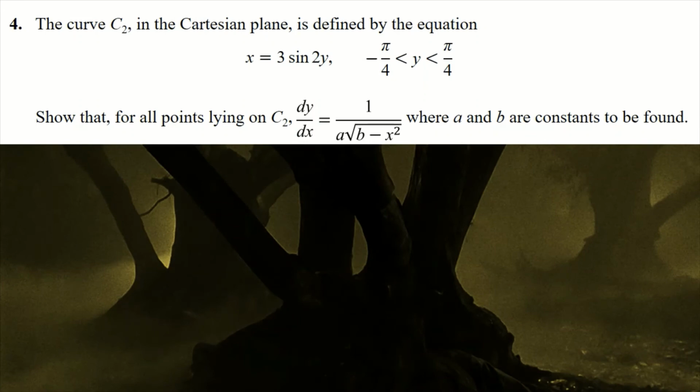Lastly, in question 4, we have a Cartesian curve C2, where x is the subject, and it's defined between negative pi over 4 and pi over 4, not inclusive. And we have to show that the gradient dy by dx is the expression given on the right hand side, all in terms of x. So please pause the video and try it. Alright, and let's have a look at the solution.